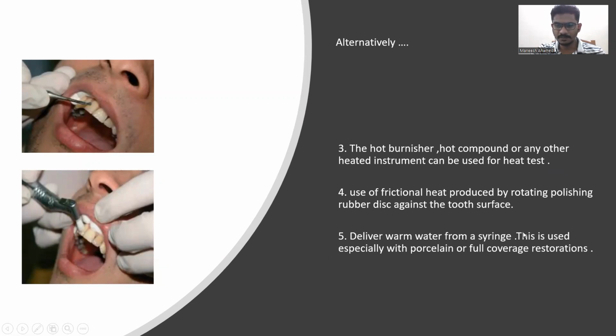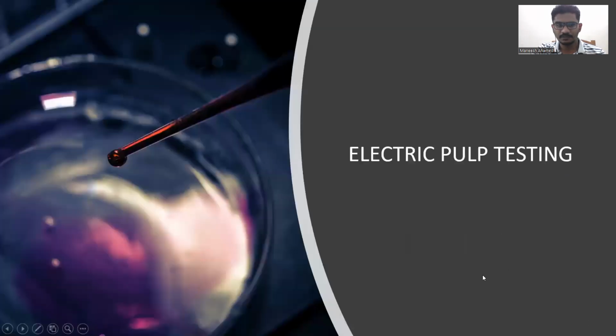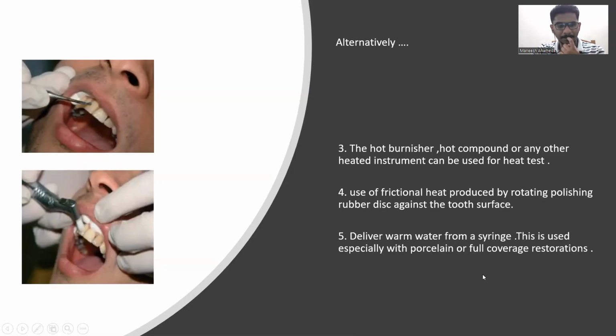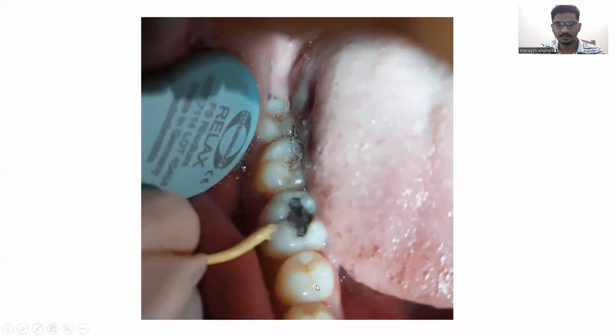Deliver warm water from a syringe. This is used especially with porcelain or full coverage restoration. If the tooth is having any porcelain full coverage restoration, we can deliver warm water from syringe. Rubber dam isolation is of course mandatory while using water and syringe, as I have shown in the previous images.